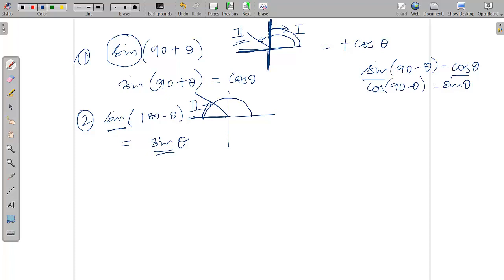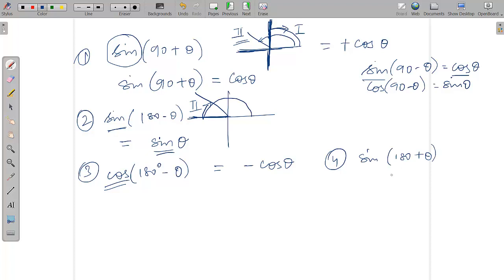Okay, similarly, if you see cos of 180 degrees minus theta, it again lies in the second quadrant. Since you touch the 180 degree line, it's not going to change, so it will be cos theta. But since it is in the second quadrant, and in the second quadrant cos is negative, it becomes minus cos theta. So if I ask you what is sine of 180 degrees plus theta, here what you are going to do is, let's see, 180 degrees plus theta, you are in the third quadrant. In the third quadrant sine is negative, so this will be equal to minus sine theta.